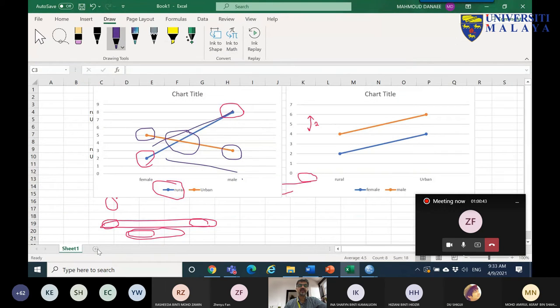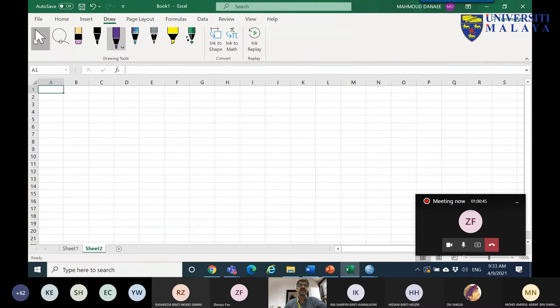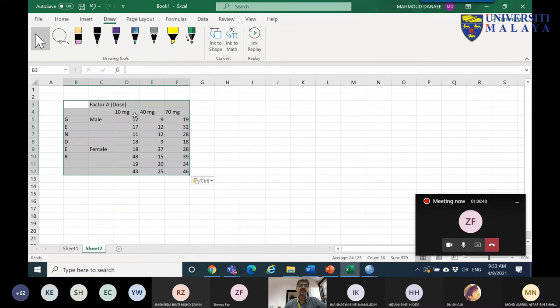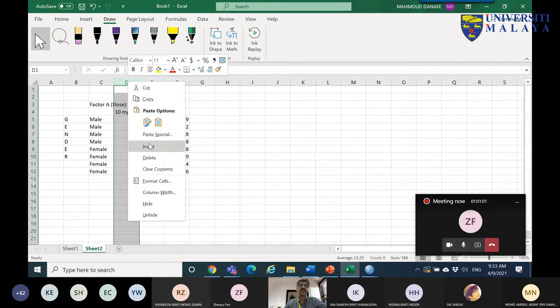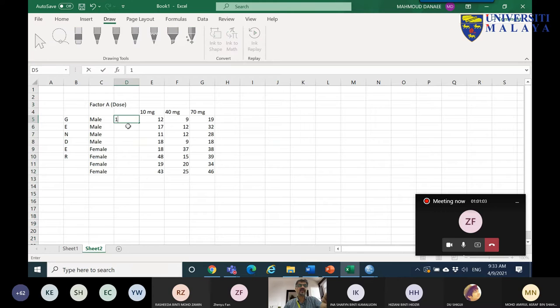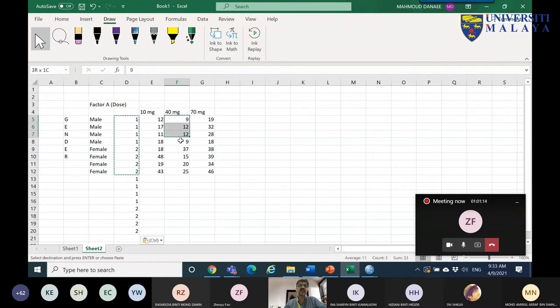So now what I'm going to do, paste this data. So now this is male and this is female, correct? So this is dose one. So what I'm going to do, instead of male and female, I just put 1, 1, 1, 1, and 2, 2, 2, 2. Control C, and then I just Control V. This is for the dose number two.